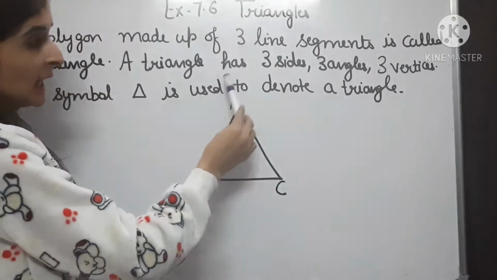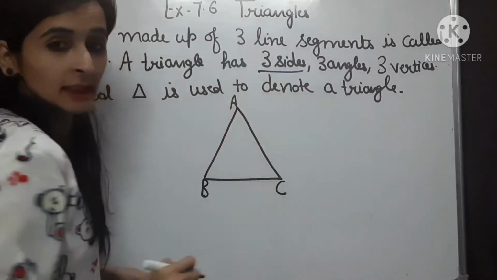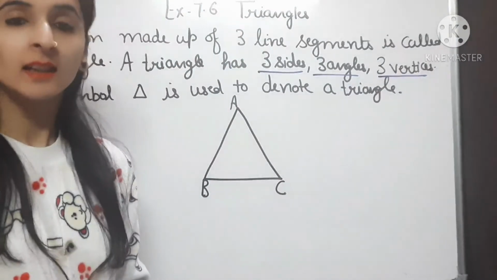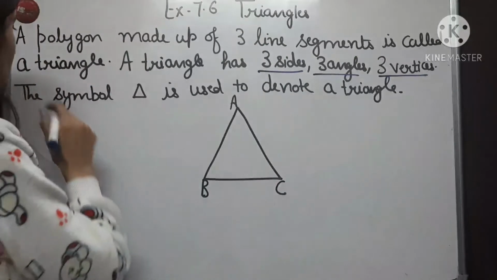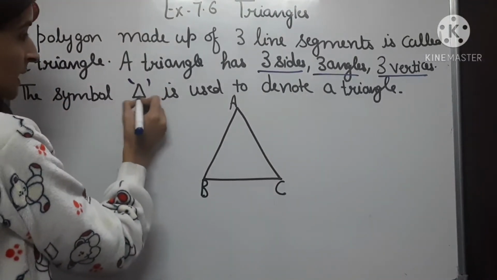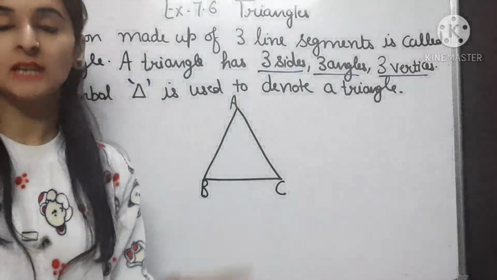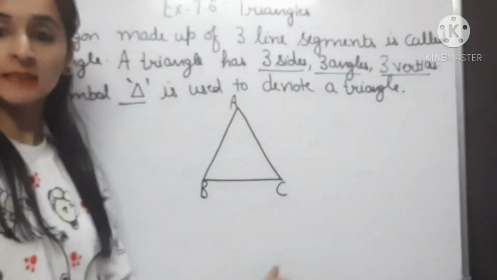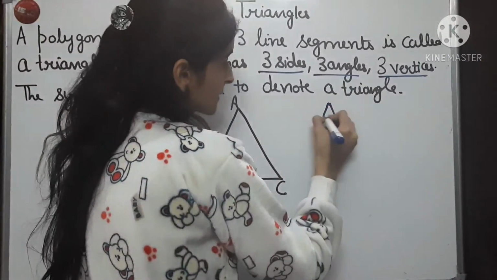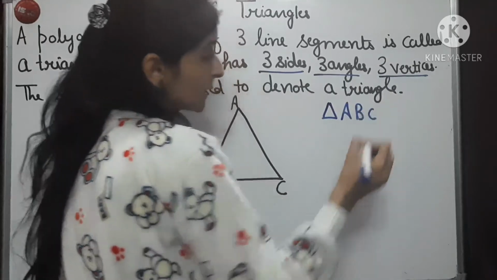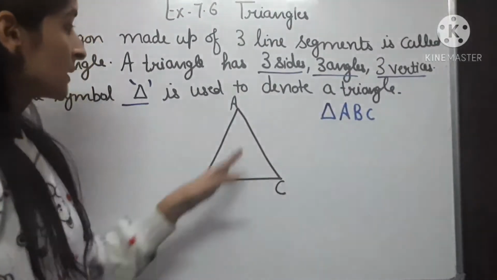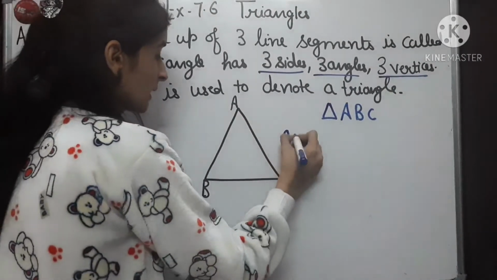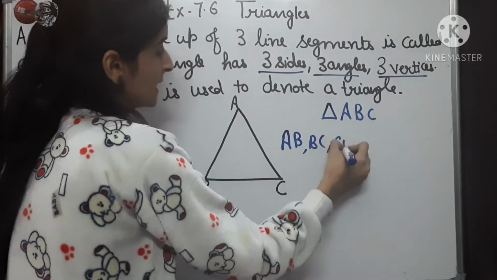Now, a triangle has 3 sides. It has 3 sides, 3 angles and 3 vertices. Vertices means corners. Now, this is the symbol used to denote a triangle. Whenever we have to denote a triangle, we denote it with this symbol. Suppose we have to denote this triangle, then we will write it as triangle ABC.